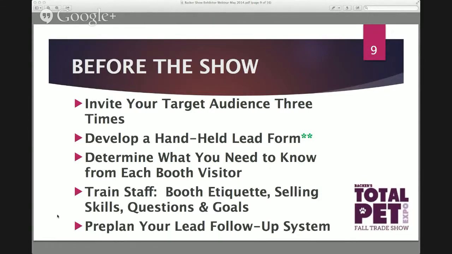And also share with anyone in the booth with you what your goals will be in those conversations. So also before the show, pre-plan your lead follow-up system. Some people have databases that they prepare in order to input those names of people that you've spoken to.